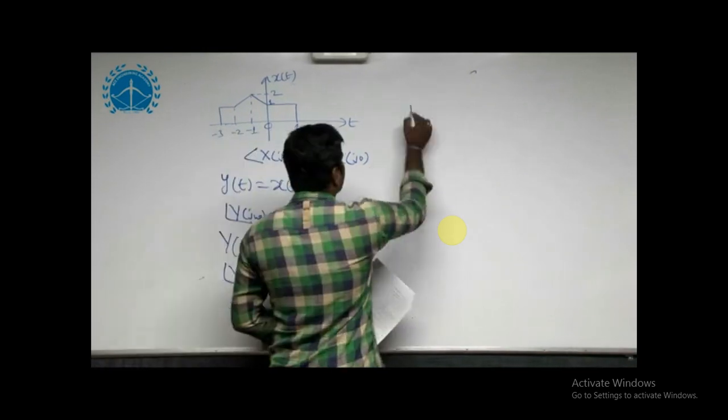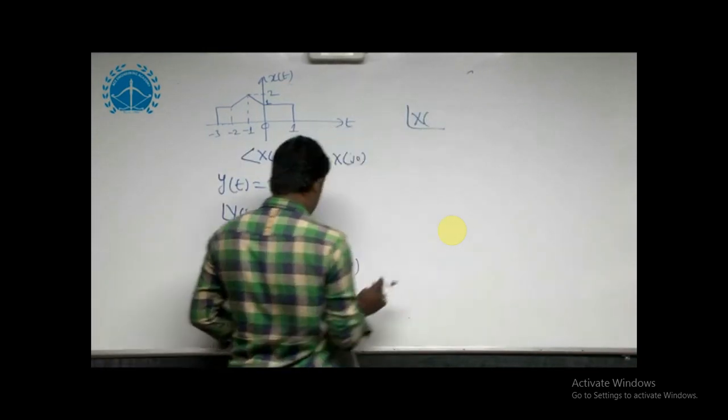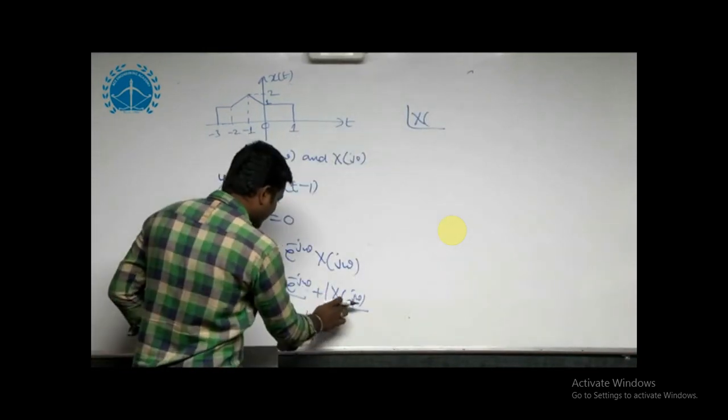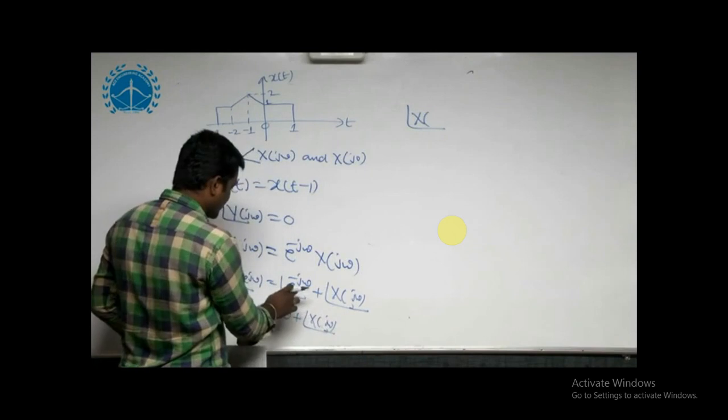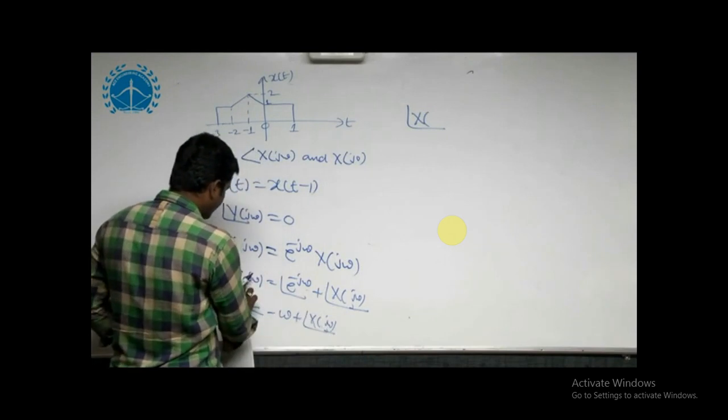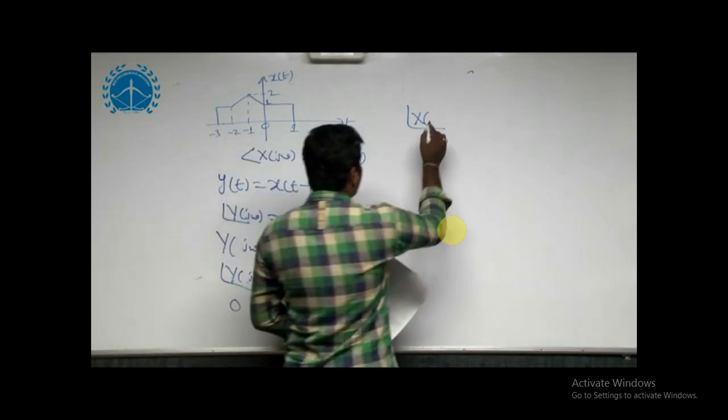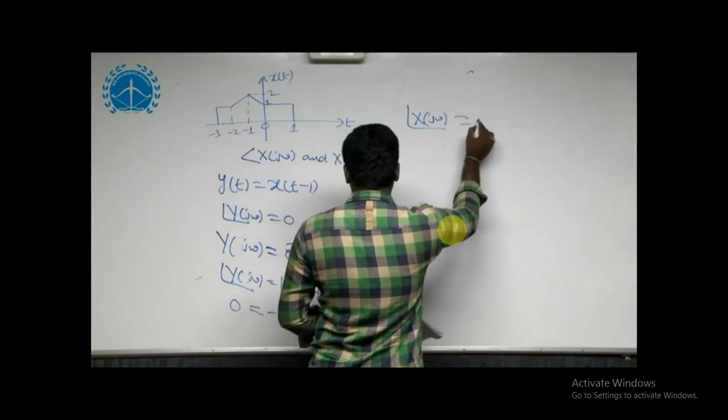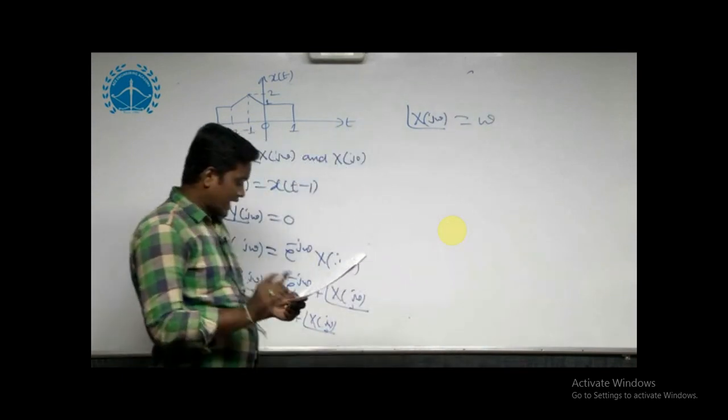Now the angle of this is X of j omega. Sorry. Now angle of X of j omega is equal to omega. So the angle is omega.